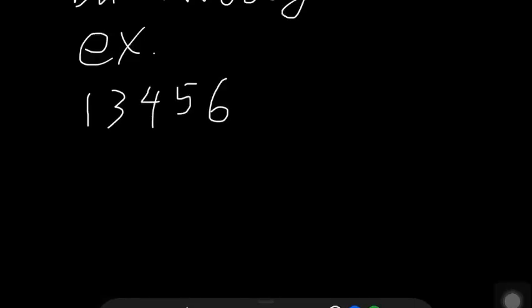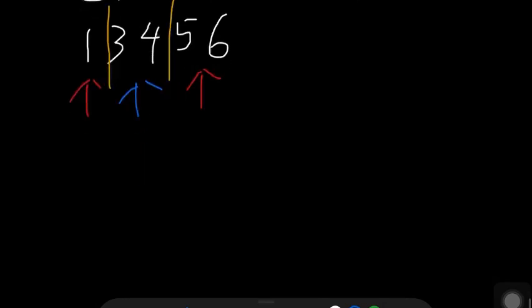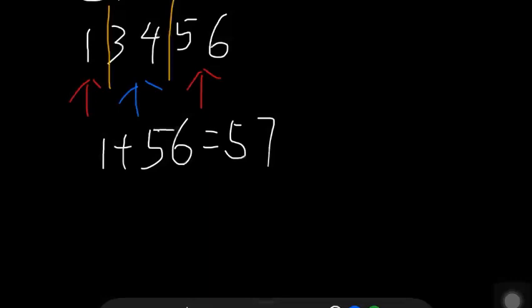Let's just say 13,456. When cutting digits, we're always starting from the right. We still use the red arrows for the odd, but not really odd, digits, and the blue arrows for the other group. So the sum of the red will be 1 plus 56 equals 57. And for the blue one, it would just be 34 itself. So nothing much to talk about.